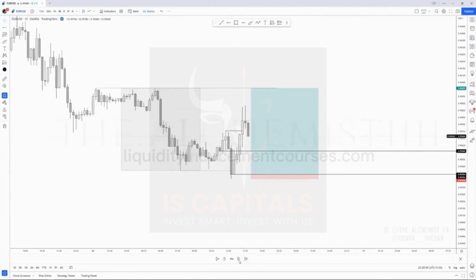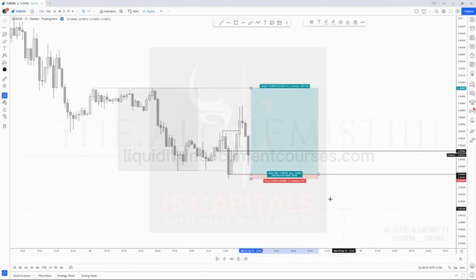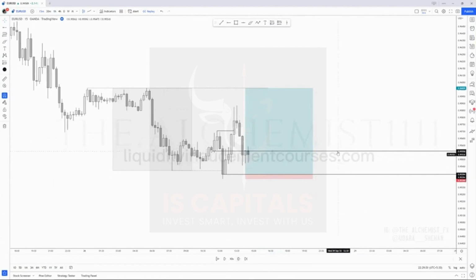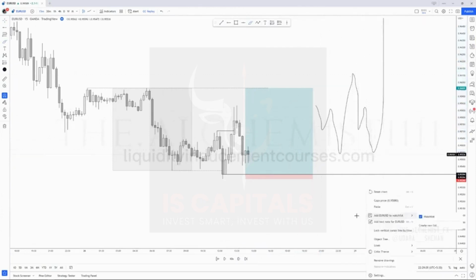So let's wait. There it comes down. Can you see that? It came down, but do I have any reason to enter here? No, right? Because no reaction. So patiently wait. Now, can you see what they're doing though? Can you see what they're doing? They're making up this setup for us. Building liquidity.